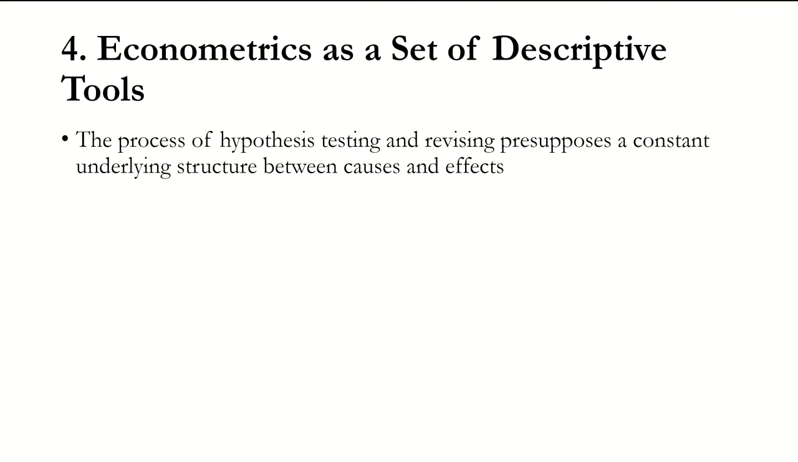Now, the problem, of course, in this whole enterprise is that the process of hypothesis testing, of formulating and refining new hypotheses and then testing those again, presupposes that there is some constant relationship between causes and effects. So it assumes that there is a correct model that is correct and constant over time.